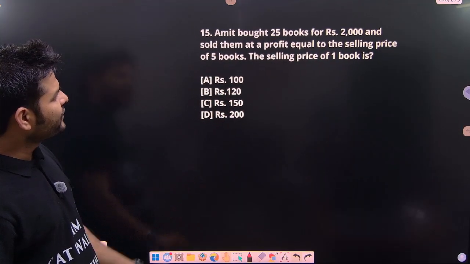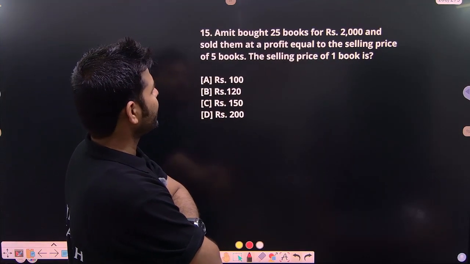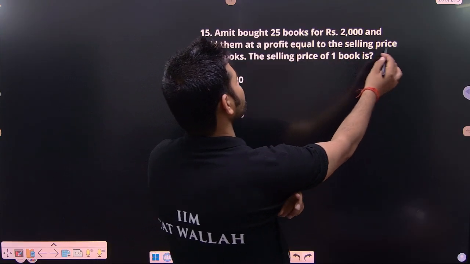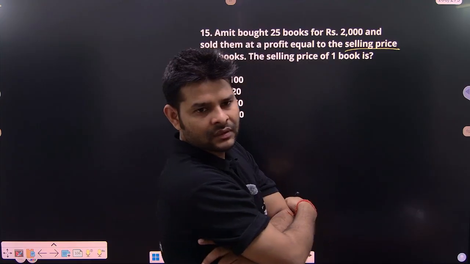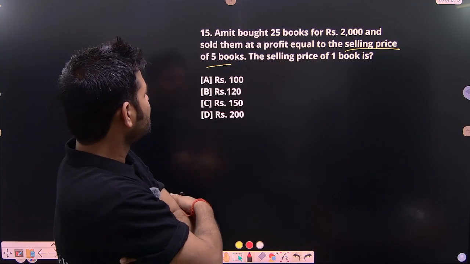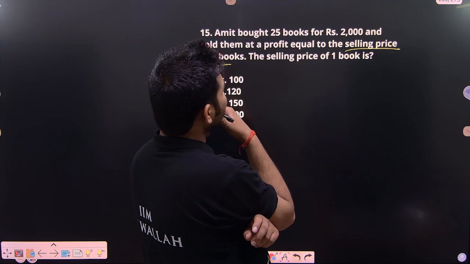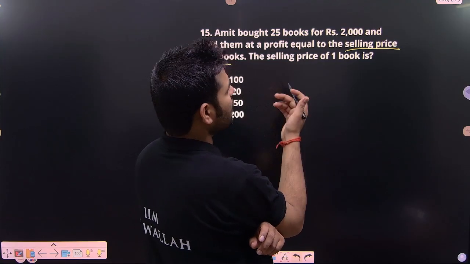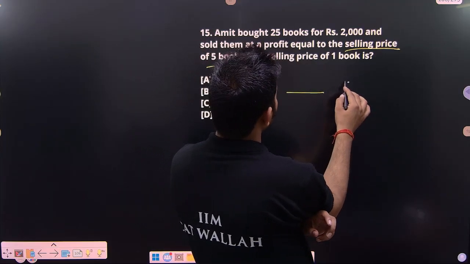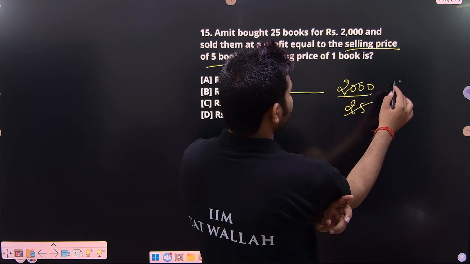Amit bought 25 books for rupees 2000 and sold them at a profit equal to the selling price of 5 books. Selling price of 5 books. The selling price of one book is, so selling price of 5 books. Amit bought 25 books for rupees 2000. So one book cost would be 80 rupees.